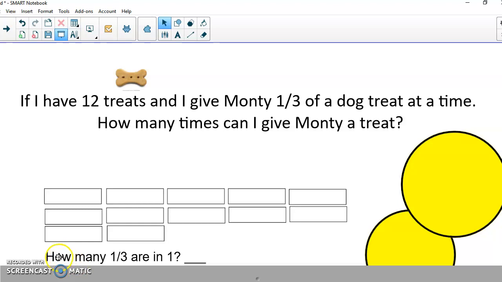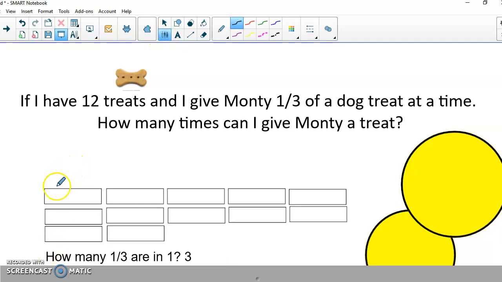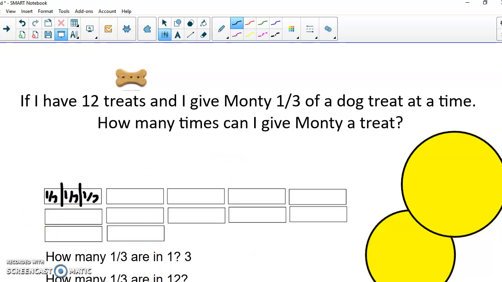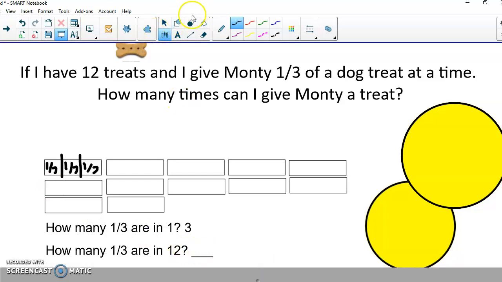So I want to think to myself now, how many 1/3s are in one? Well, I know there are 3 1/3s in one, because I know that if this is 1 treat, I'm cutting it up into thirds, there's going to be 3 pieces. 1/3, 1/3, and 1/3. Okay, so I now see there's 3 1/3s. So if there's 3 1/3s in one, how can that help me solve how many 1/3s are in 12?